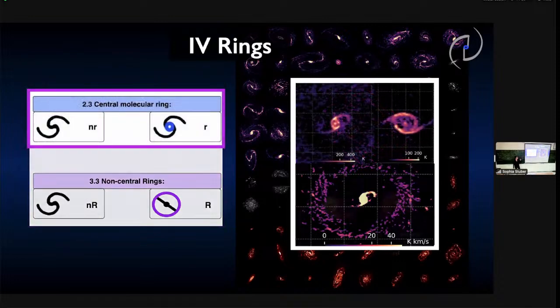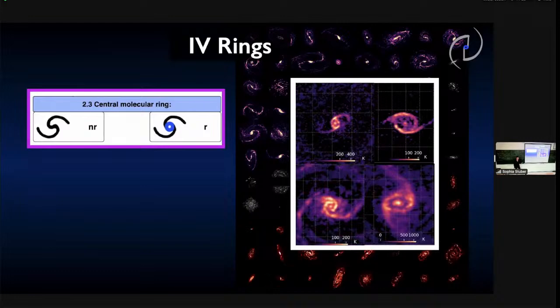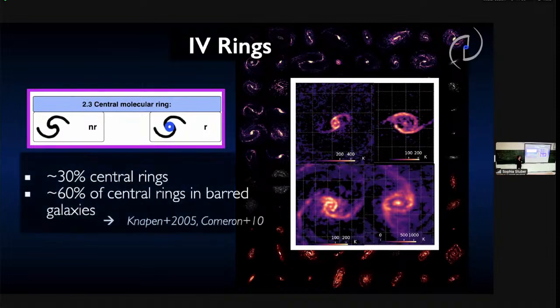However, if we have a look at these central rings, also known as inner rings, you can see that not always it's a perfect ring, sometimes it's a little elongated, but these features mainly exist due to the funneling of gas inside bars and the orbits that can be accumulated by gas. So about 30% of our galaxies have these rings, and most of them are in galaxies that are also barred. Also nicely in agreement with some literature studies.